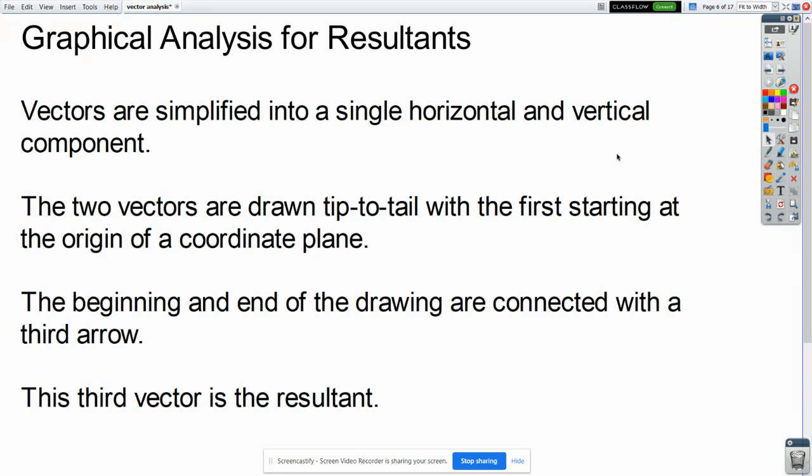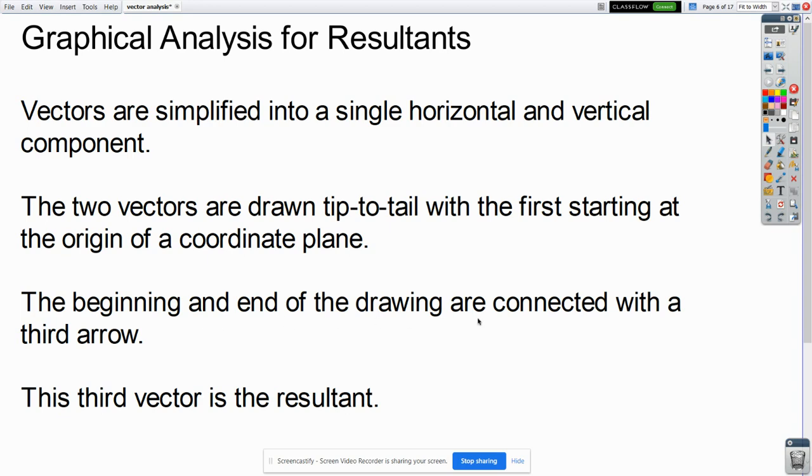It's probably better to start with the horizontal because it may give you an easier angle to figure out when you're said and done. Easier way to describe what the actual angle of your resultant is. So oftentimes the horizontal is the better place to start, but you don't have to. You can start with either the vertical or the horizontal. You'll get the same answer every single time.